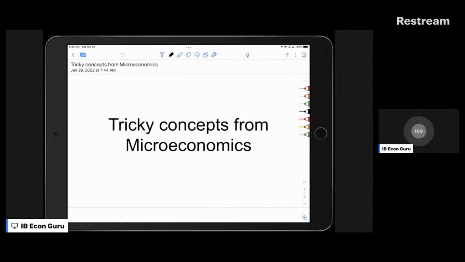All right, so I'm going to get started. I scheduled this because I know many of you are having your mock exams, and I also know that there are some concepts from microeconomics that are very tricky. So let's get started. Tricky concepts from microeconomics.